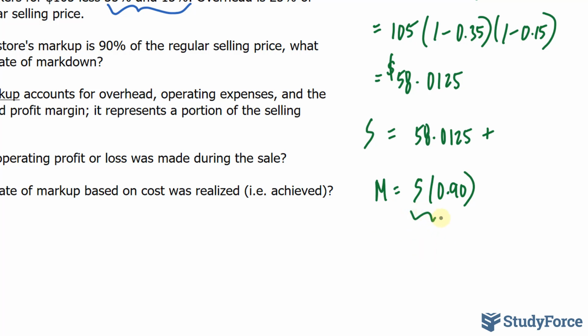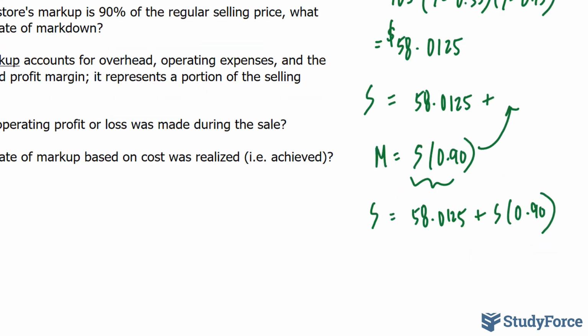I'll go ahead and substitute this expression right into my formula. So I have S is equal to 58.0125 plus S times 0.90. All I have to do from here is solve for S. That in turn will give me my selling price. That is the price without the discount.